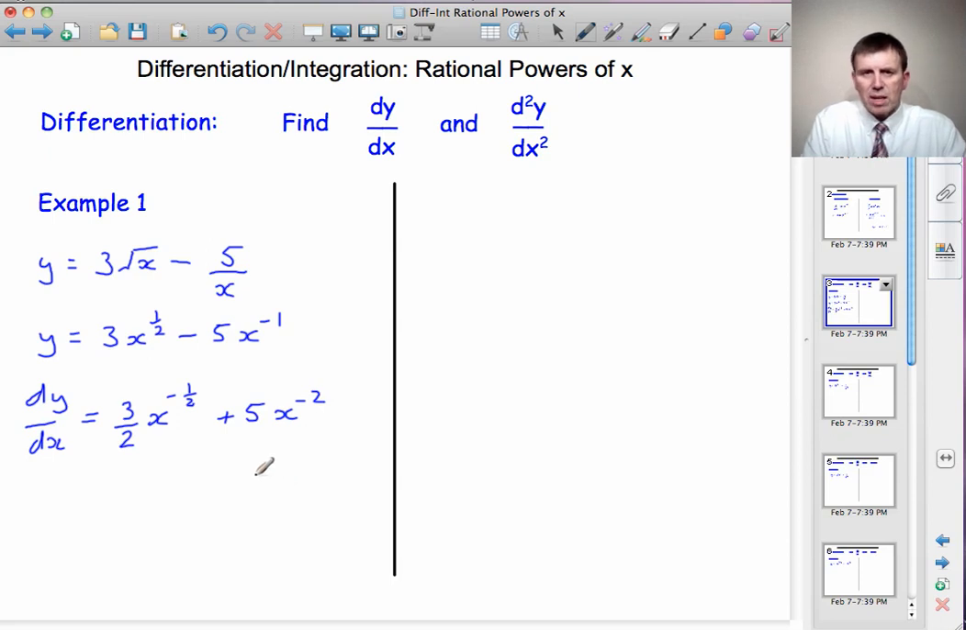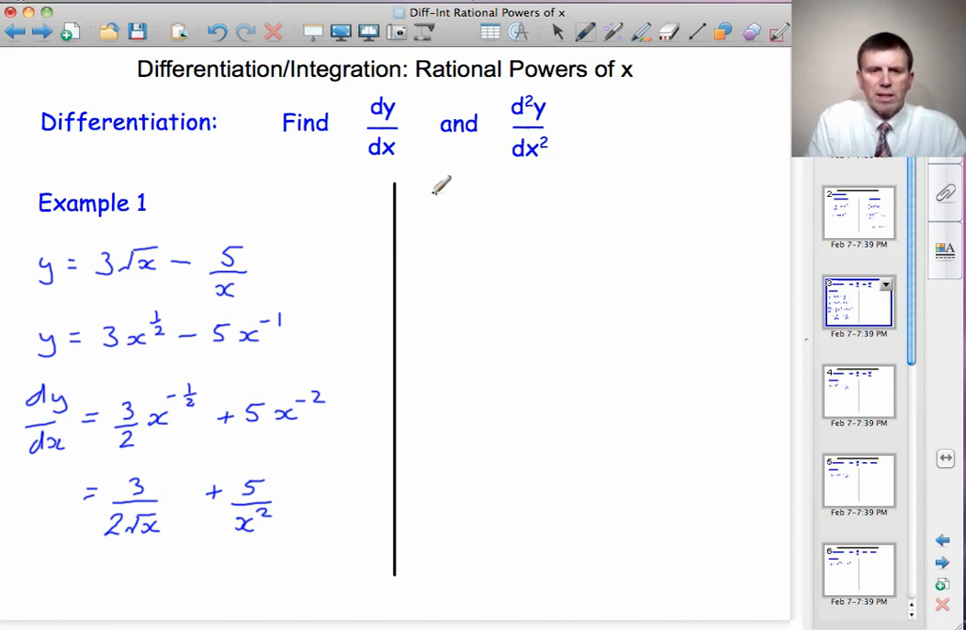Now we can leave the answer like that, that would get full marks in an exam. Or we could rewrite it in a form similar to the form they gave us in the question, and that would be 3 over 2 root x, because x to the power minus a half is 1 over x to the half, which is 1 over root x, plus 5 over x squared, because x to the minus 2 is 1 over x squared. Now if we're going to differentiate again, we need it back in this form here.